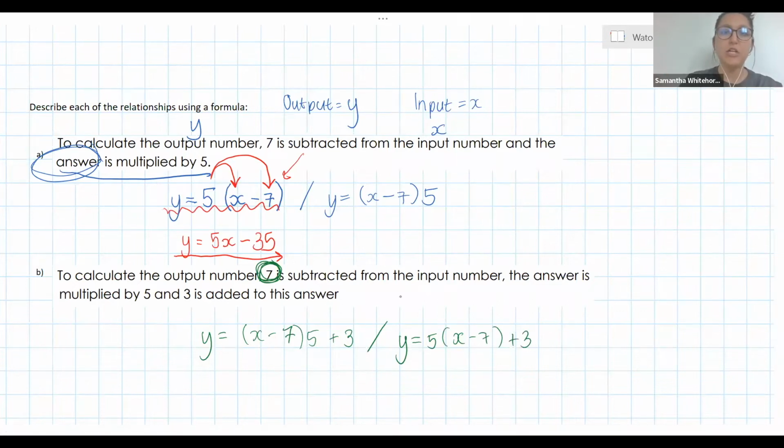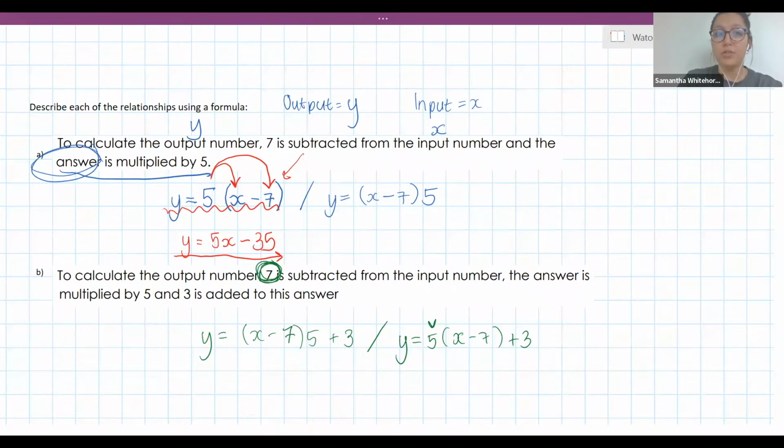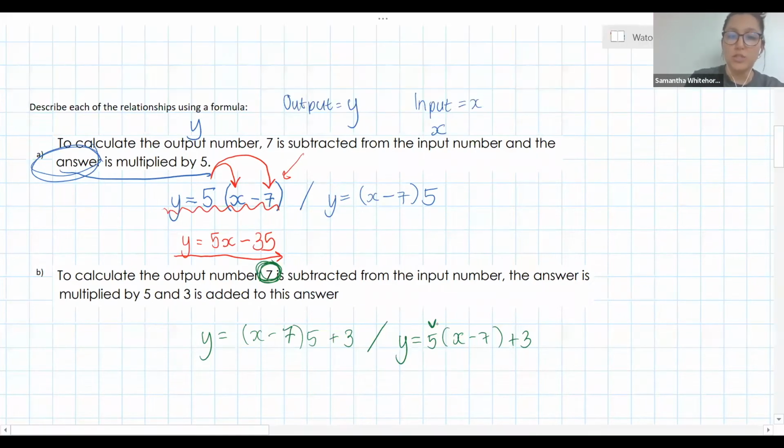Absolutely fine. Generally, we always try to put the coefficient, so this number, in front of the bracket, but honestly, it means exactly the same thing if it's at the back of the bracket. If you wanted to, again, you can also distribute. So you can multiply the 5 into the bracket and you can simplify.